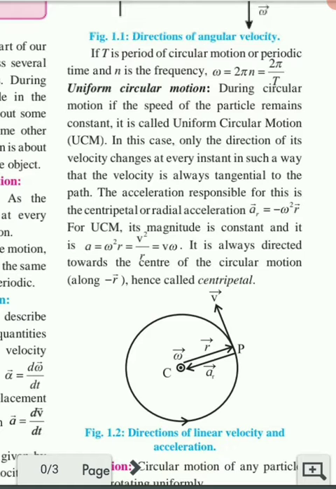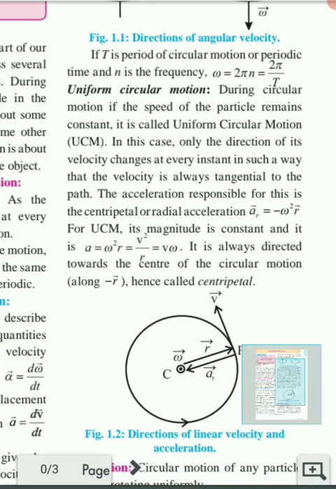Okay. We can say that motion of an object along the circumference of a circle but with constant speed is called uniform circular motion, and non-uniform circular motion is defined as the motion of an object along the circumference of a circle but not with constant speed, but different speed at every position.